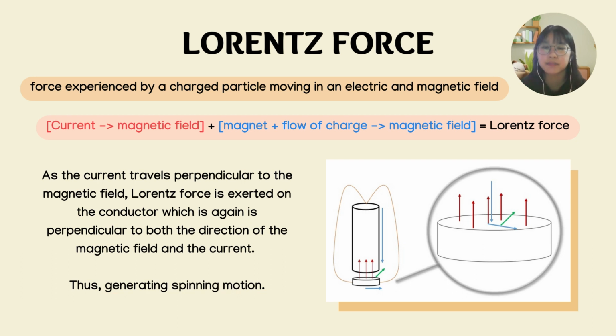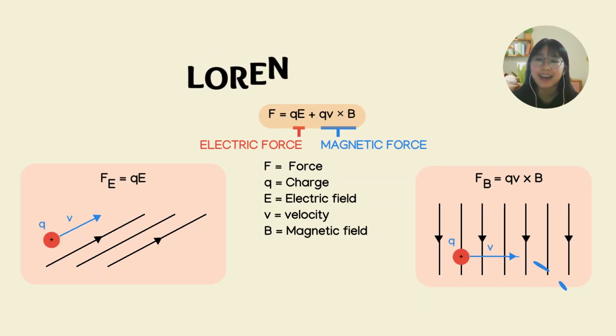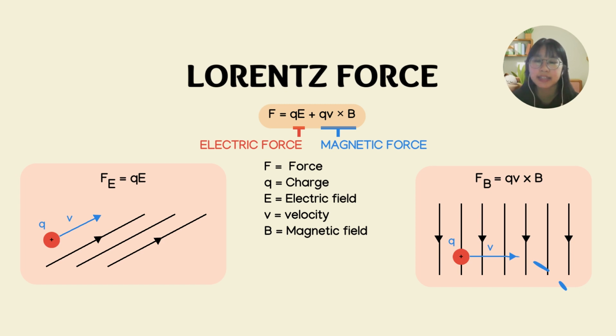As the current travels perpendicular to the magnetic field, Lorentz force is exerted on the conductor, which is perpendicular to both the direction of the magnetic field and the current, thus generating spinning motion. Now we can have a better vision and understanding with the formula of Lorentz force. It is shown that the force exerted on a charged particle in an electric and magnetic field is equal to the summation of the multiplication of the charge with the electric field and the multiplication of charge with the cross product of magnetic field. For electric force, the direction of the charge is same as the direction of electric field.